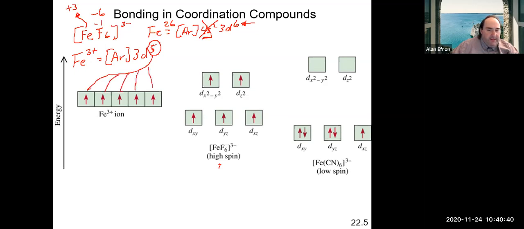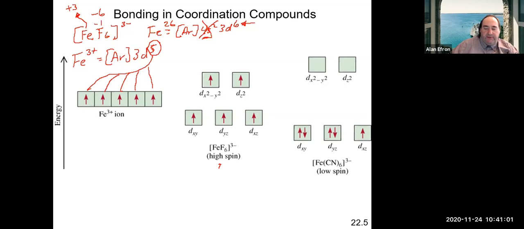Any questions with that? So when we're talking about how these electrons are distributed, the iron, which is in the center of this complex ion, has a +3 charge, which means it basically has 5 d electrons available to it. Any questions up to that point?